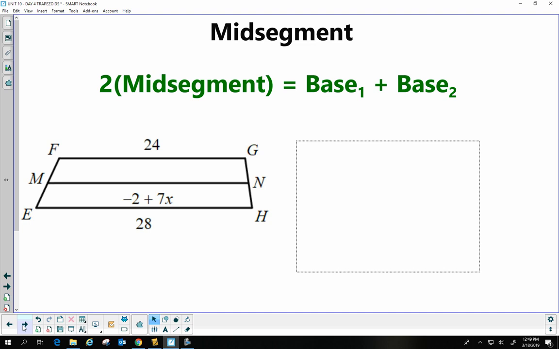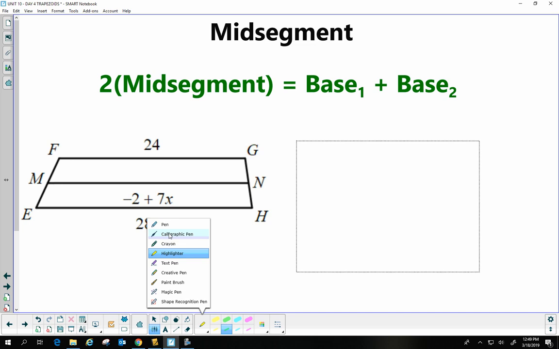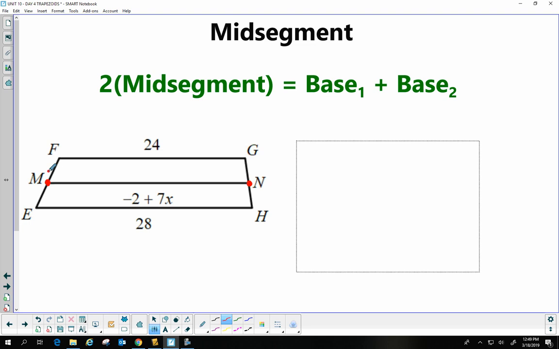So the one characteristic that usually pops up the most is this mid-segment or median. If we have a trapezoid, any trapezoid, it doesn't have to be isosceles. Sorry, I need my pen. And I draw a segment in the middle, and it goes to the midpoint of one leg and the midpoint of the other leg. So that means those two pieces are congruent and those two pieces are congruent.